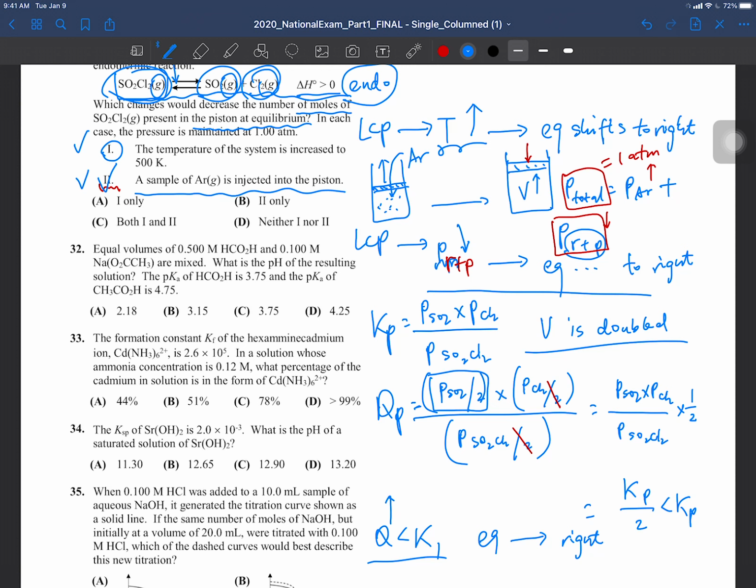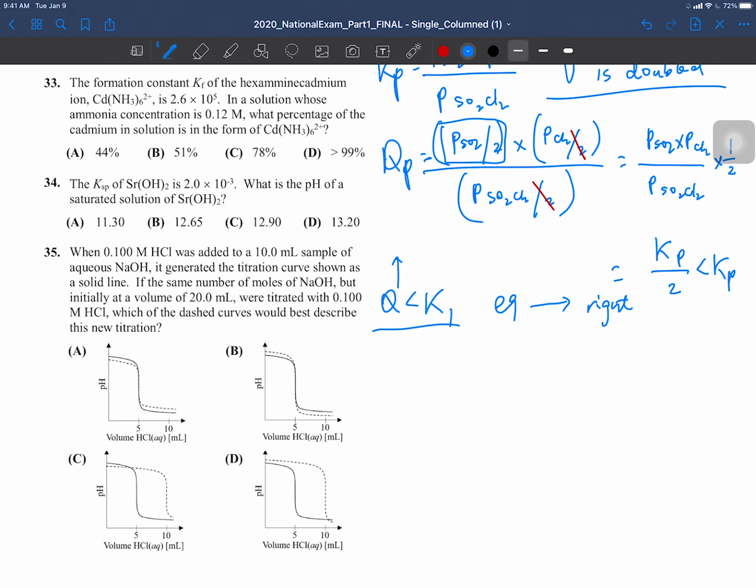That is because the Q is decreased, right? Okay, this is this question. The next one is number 34. Number 34.